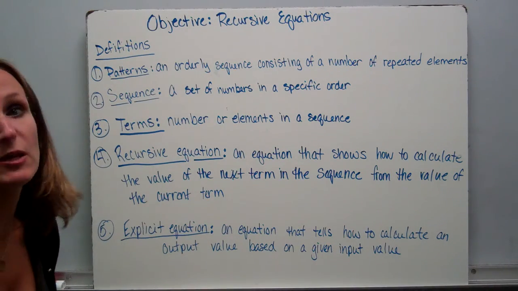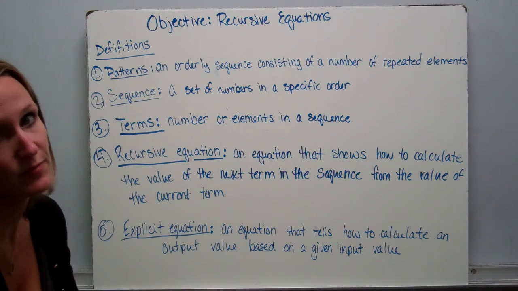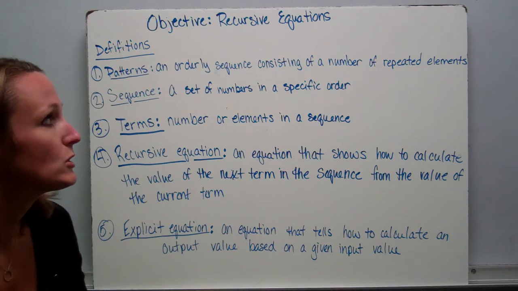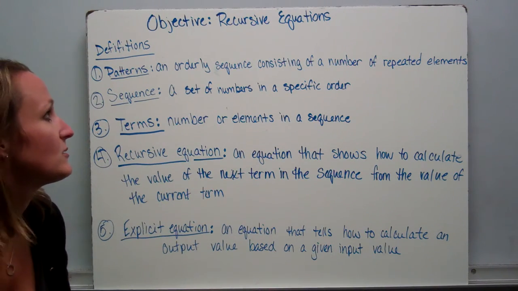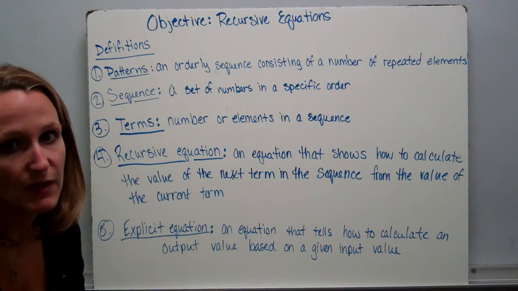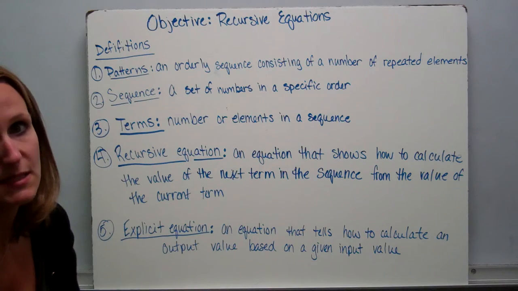to talk about recursive equations. But first we've got to do some definitions. So let's start with a pattern. You've known these since kindergarten. It's an orderly sequence consisting of a number of repeated events. Next we've got a sequence. It's a set of numbers in a specific order. Then we have terms. It's the numbers or elements in a sequence.